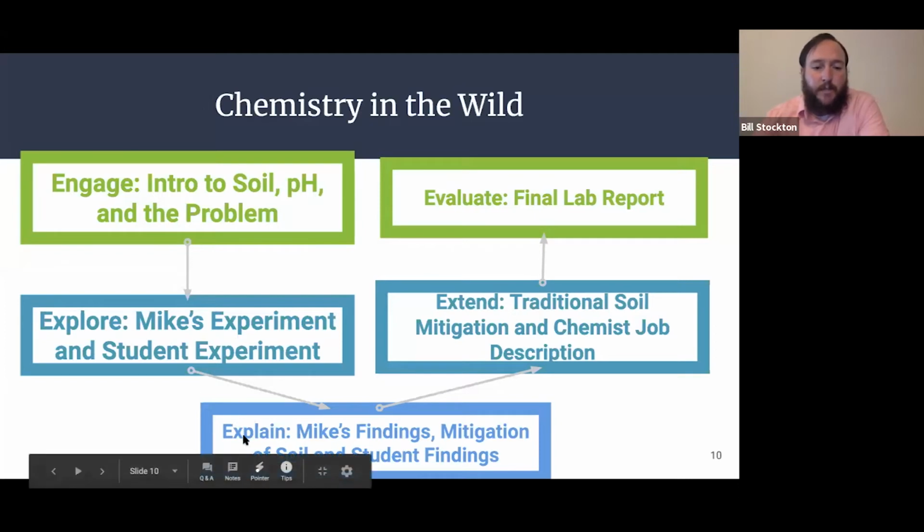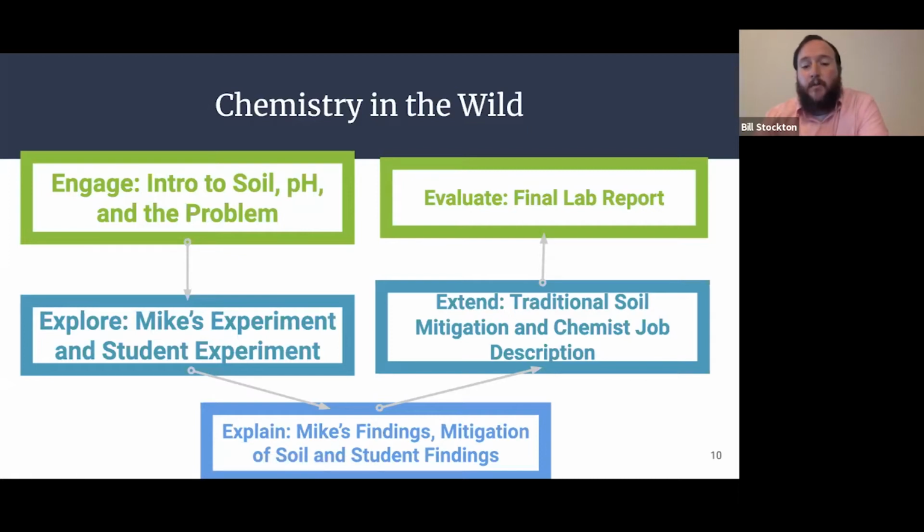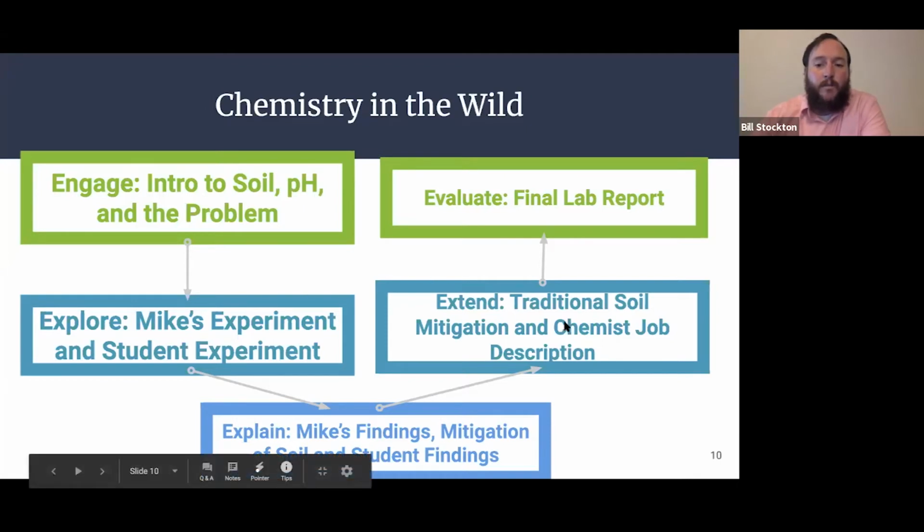When we get into the explain piece, you'd be looking at what Mike actually found out during his research, and a little bit about how we can mathematically solve to mitigate soil. So what is the equation that we could come up with for how much limestone to add based on the pH and the amount of soil we have. And then also your students would have their own data that they would hopefully start analyzing and explaining there.